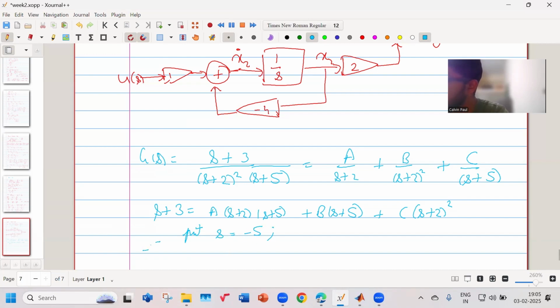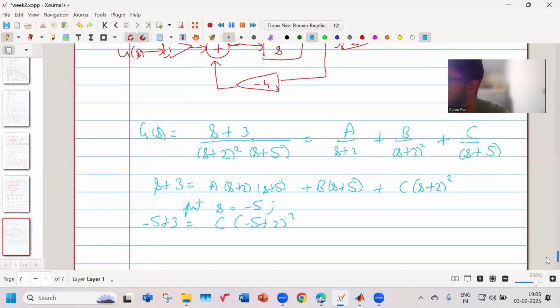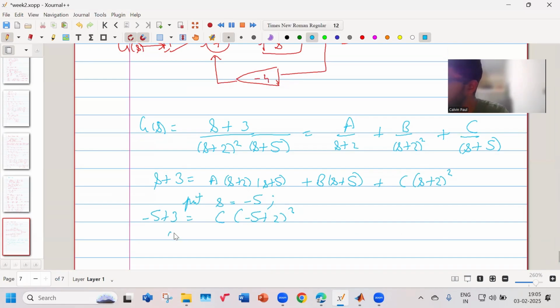What we will get? Minus 5 plus 3. Because s plus 5 becomes 0, it becomes C into (minus 5 plus 2) the whole square. So minus 5 plus 3 is minus 2. Minus 2 is equal to C into (minus 5 plus 2) square, which is minus 3 square. So C into 9. This means your C is minus 2 by 9.